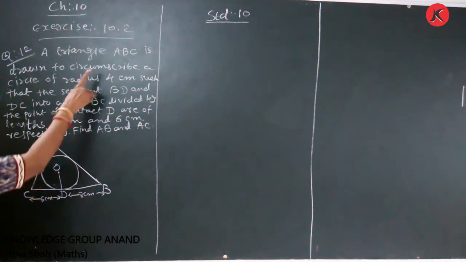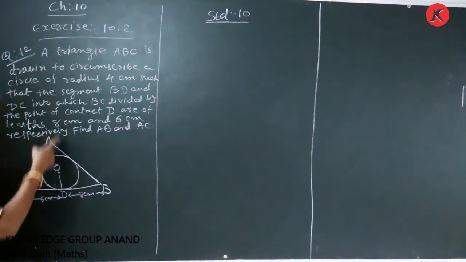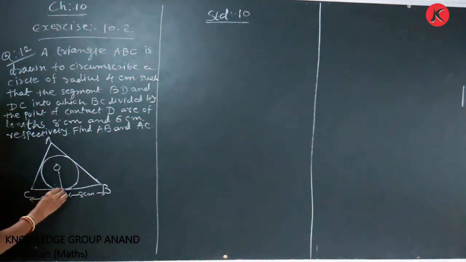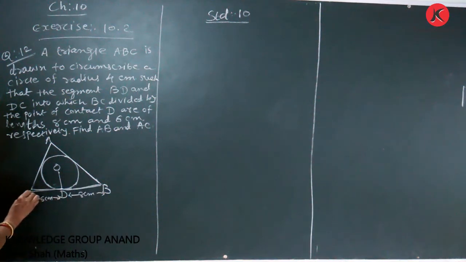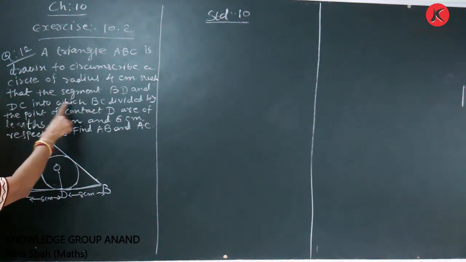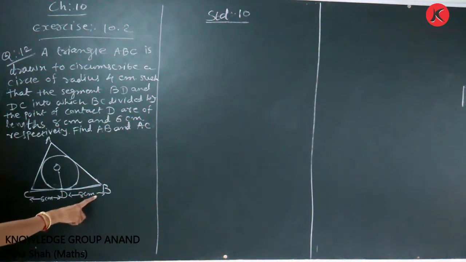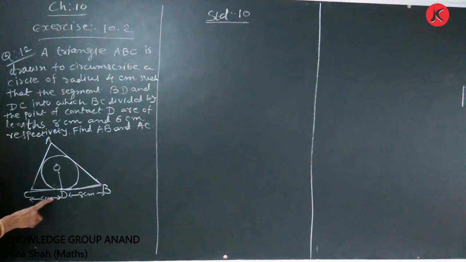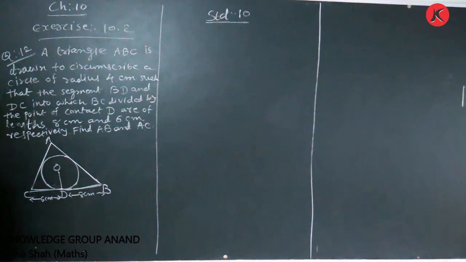In this question, we are given triangle ABC which circumscribes a circle of radius 4 cm. D is the point of contact. The segments BD and DC, into which BC is divided by the point of contact D, are BD equal to 8 cm and CD equal to 6 cm respectively. Find AB and AC.